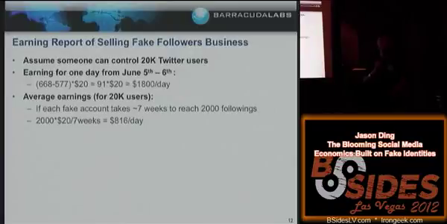So the earning from June 5th to 6th, we just estimated it. On that day, they had 91 more followers. Assume each of them involved a transaction, like some people buying 20,000 followers, so it's about, let's say, $20. That means on that day, the person who created this fake account made $1,800.